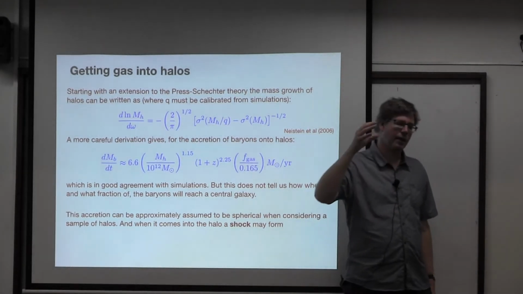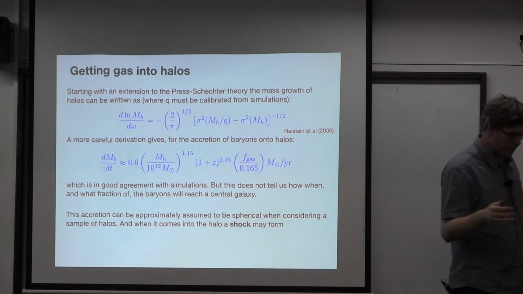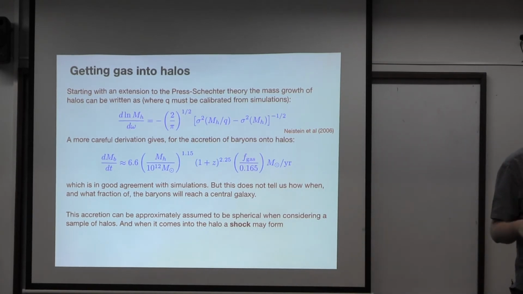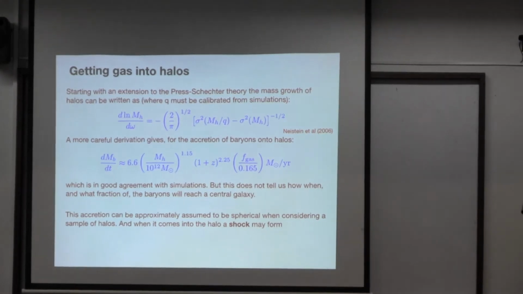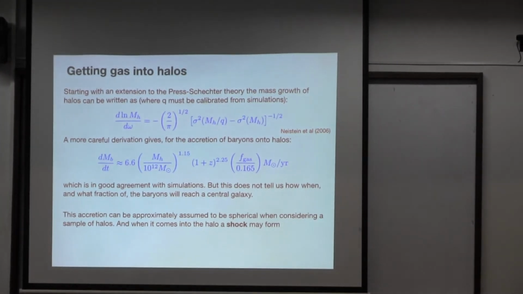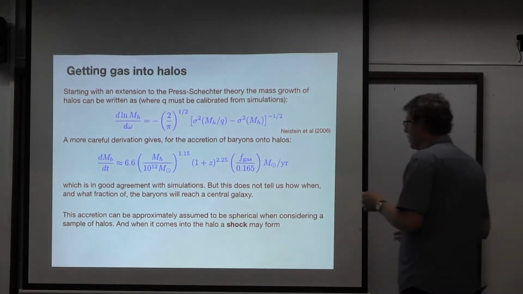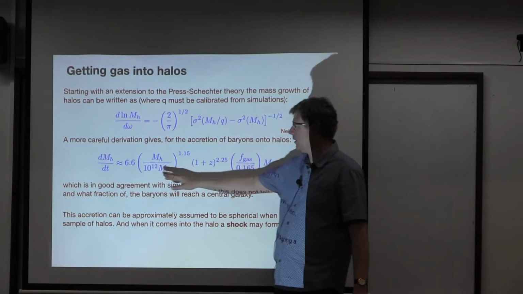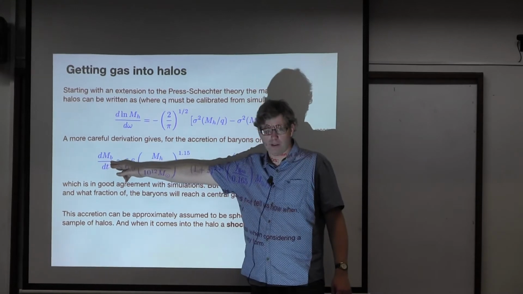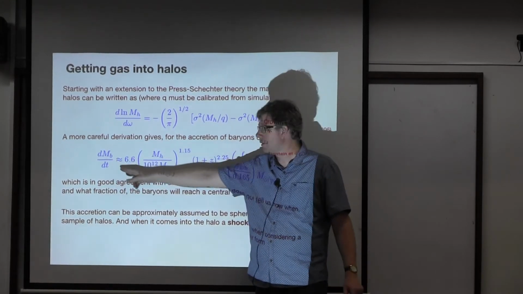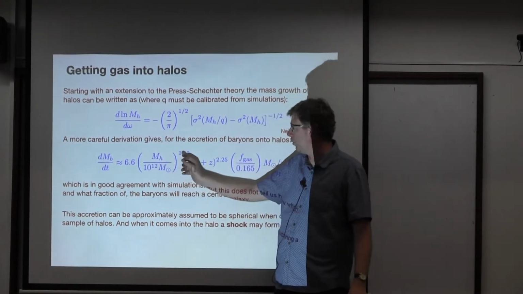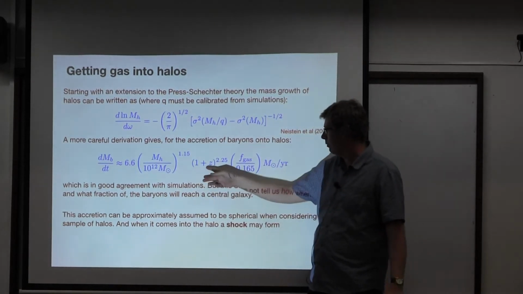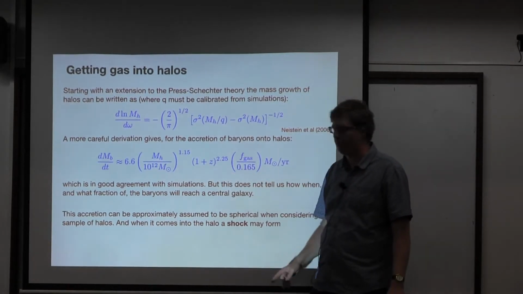But if I say, on large scales, the amount of baryons that come in is going to be the universal baryon fraction times the amount of dark matter that comes in. Okay, that's what it's going to tell me. So when you do that calculation in detail, you find that the amount of baryons coming into a halo goes as the halo mass to 1.15 and 1 plus z to 2.25.